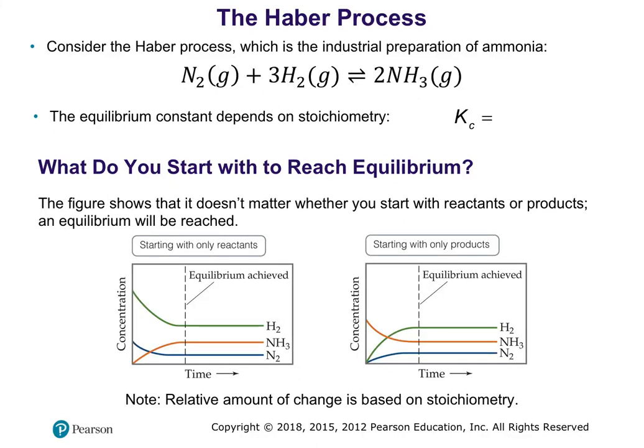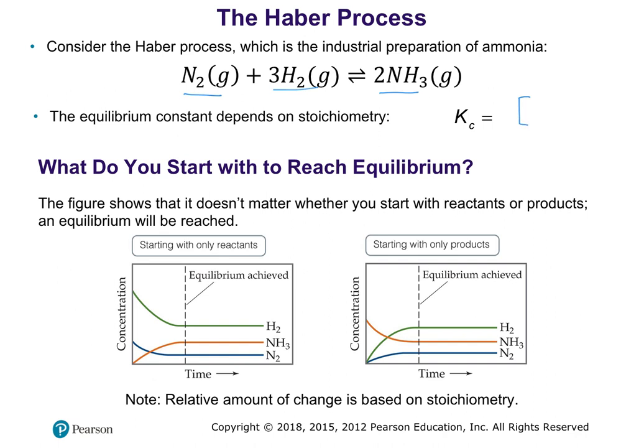Now we're moving on to section 15.2, which is on the equilibrium constant in more detail. So the Haber process, which we'll learn quite a bit about in this chapter, is a way that ammonia was produced, where we take one molecule of nitrogen and 3 molecules of hydrogen to produce 2 molecules of ammonia. So the equilibrium constant ends up being this.